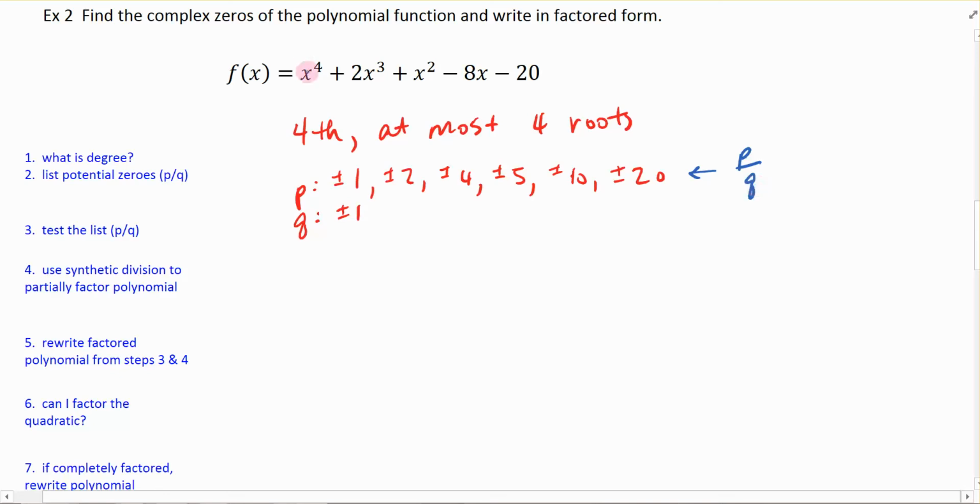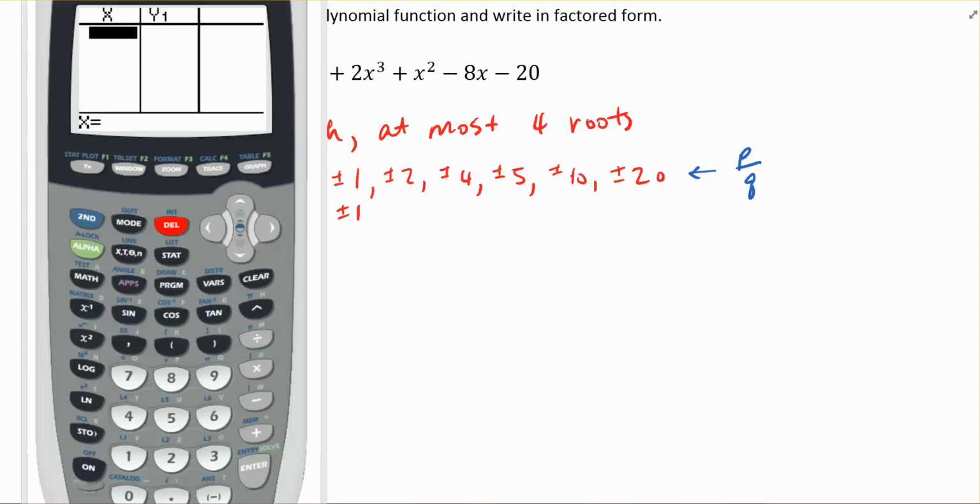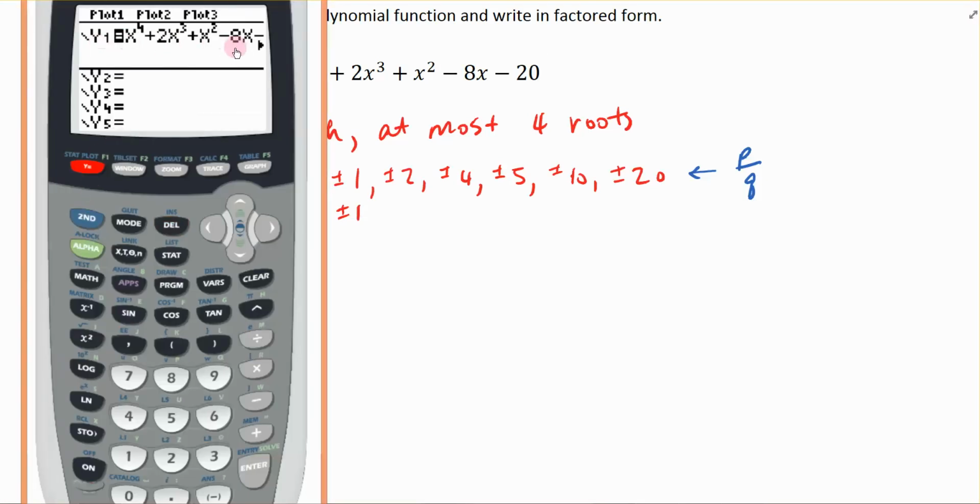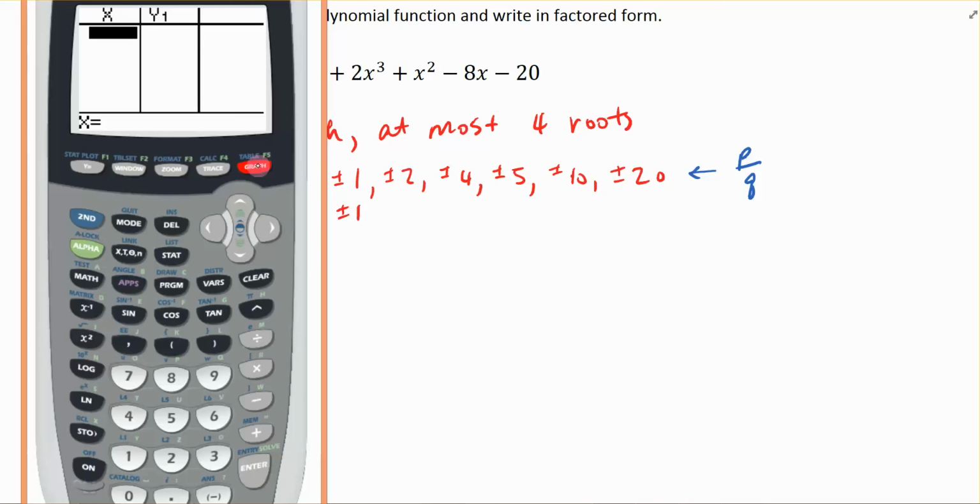So let's enter this polynomial into the y equals portion of my calculator and find the first root. So I have entered into the y equals the polynomial that we're discussing. I'm going to go to the table and enter the first possible root. So I would have a -1, and that doesn't give me 0. So what about +1? How about -2? Yes, I do get a 0 at -2.